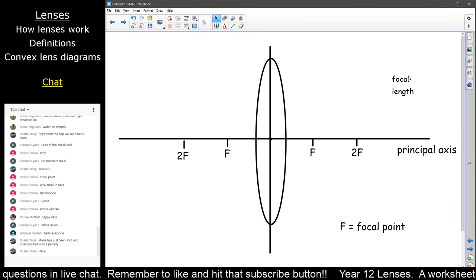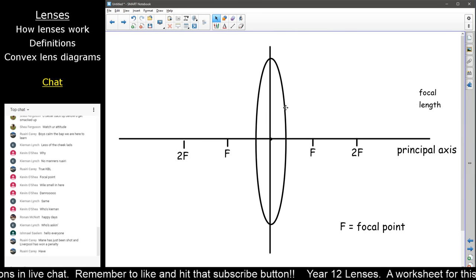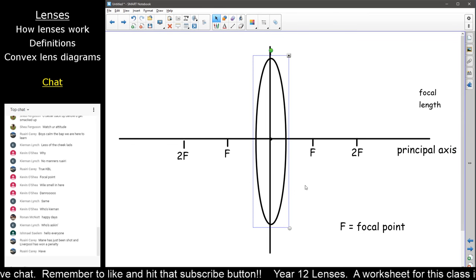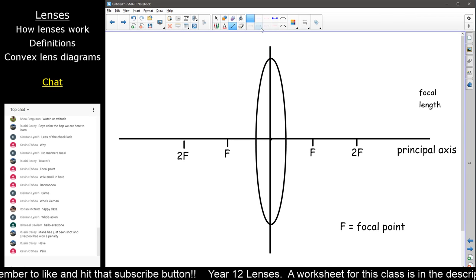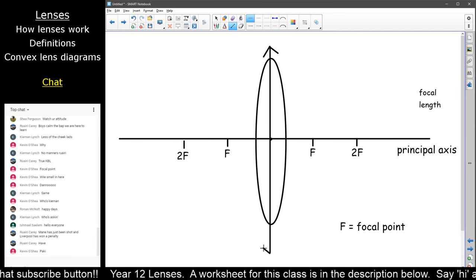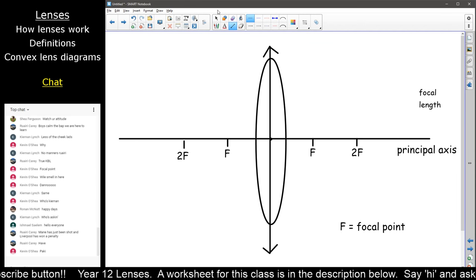And this is what you tend to get as your diagram in your exam. And in fact, in the exam, they don't even bother drawing the lens in. They take it out, and instead of doing the whole lens, they just draw in the top of the lens, which means that this ends up as a little pointy out arrow, and this ends up as a little pointy out arrow because the end of a convex lens is pointy out.